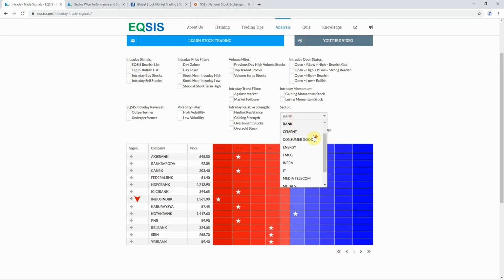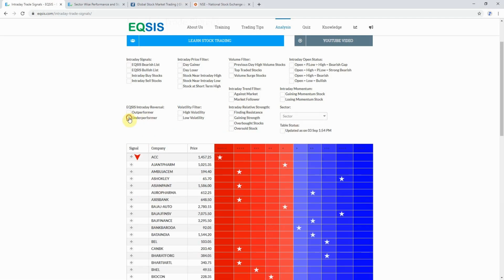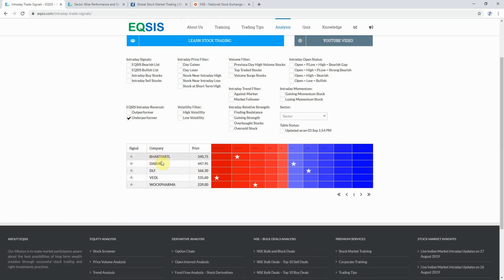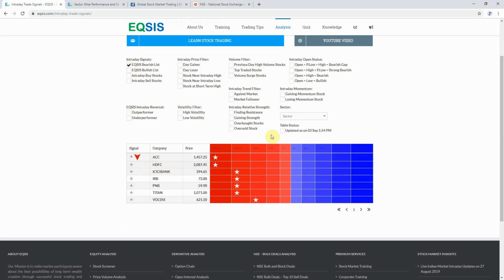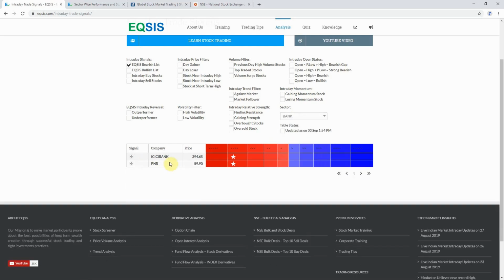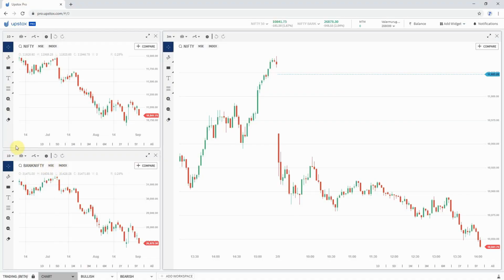Let me look at any underperformers across any other sectors, like Bharti Airtel, Dabur, Wockhardt Pharma. I think nothing relevant to the banks. Let me actually work with respect to these two guys, which is ICICI and PNB. Okay, this is where I need a charting platform. So what I'm gonna do is, let me take Upstox. I've just logged into my demo video account.